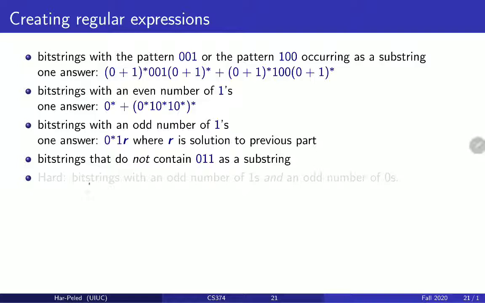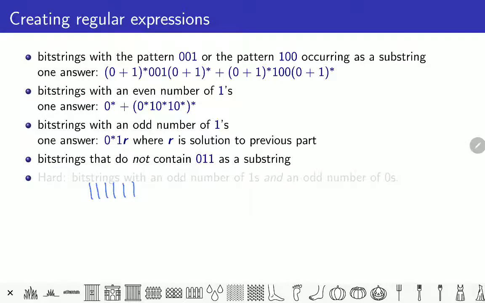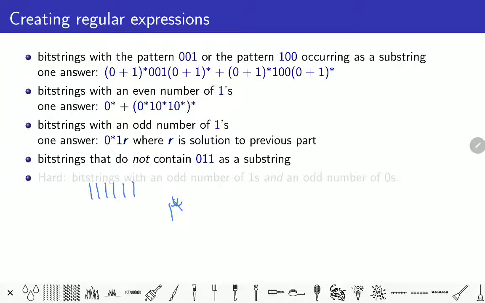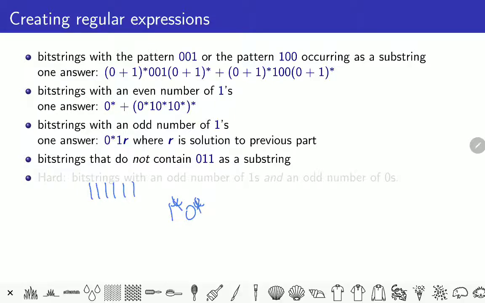So the first observation is that the string that is all ones is going to be fine. We are allowed to start the string with any run of ones. Now we have the run of ones, and then we might have a 0. But the important thing is that if we have a 0, we might have as many zeros as we want, so we put 0 star. This is still a valid string. And now we might have a 1.